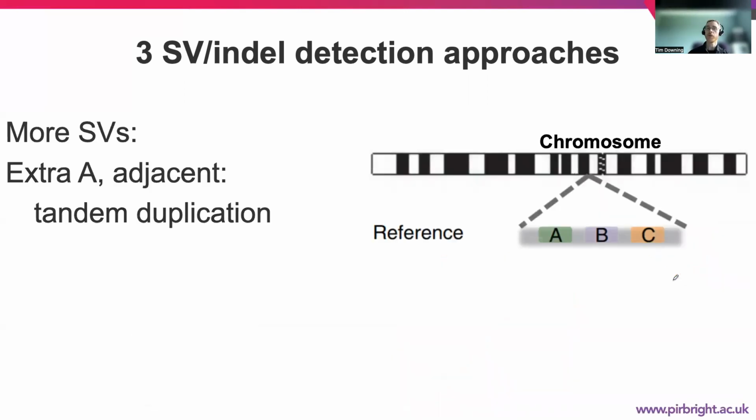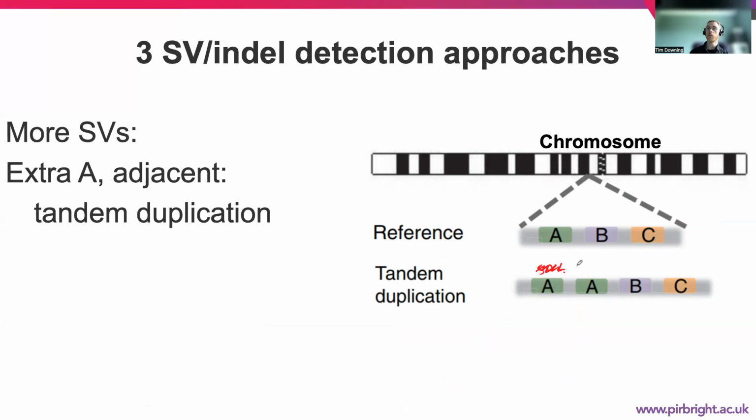And then we have more complex variants. We've got things like a tandem duplication. So we've got two A's here. So that means we get 50% of our, well, no, this is our reference. So basically we'll get 200% of the expected coverage at this region A, because we've got two copies from which reads are drawn for this tandem duplication.